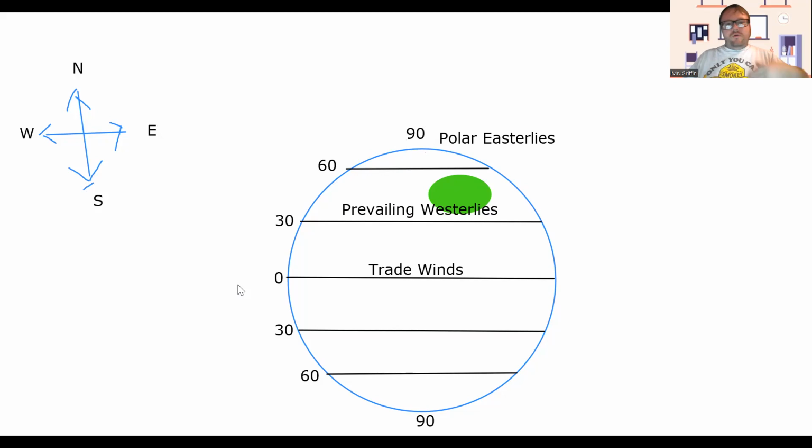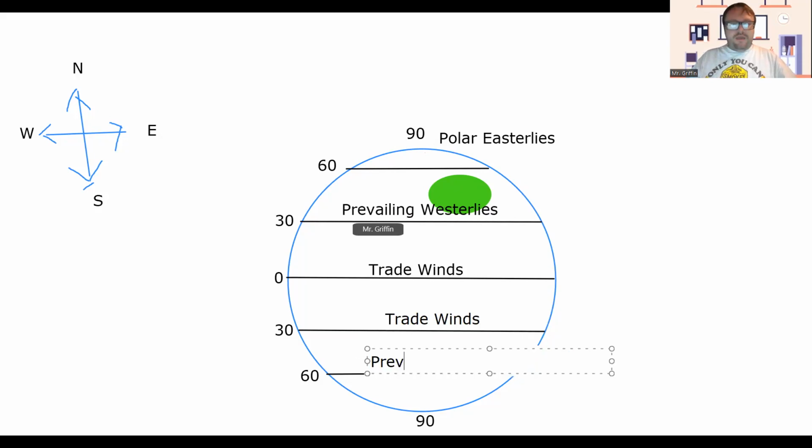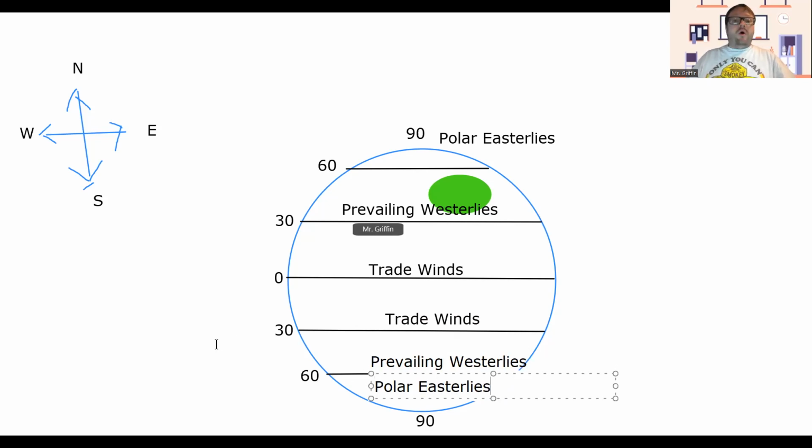Okay. So between 0 and 30, just call out real quick. What's in between 0 and 30? Say it out loud. The trade winds. All right. How about in between 30 and 60? Prevailing westerlies. That's right. And go ahead and call out in between 60 and 90. Exactly, the polar easterlies. All right.